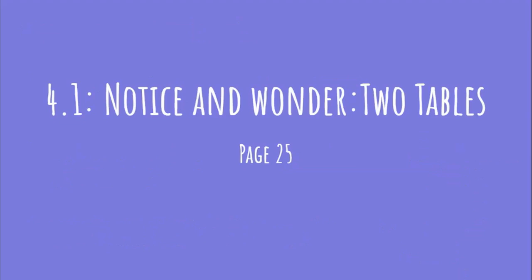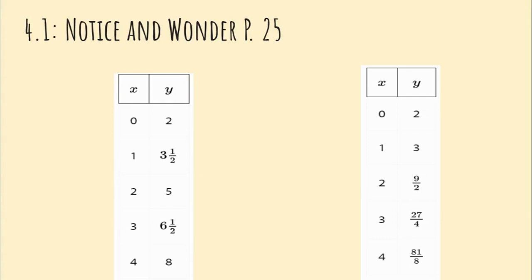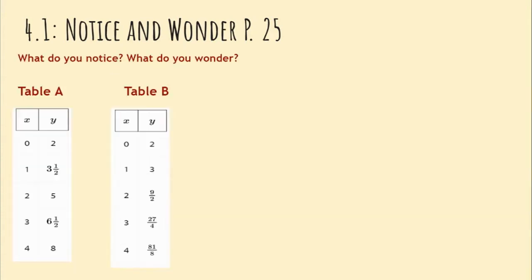First activity is 4.1, Notice and Wonder, two tables. What I want you to do now is write down one thing that you notice and one thing that you wonder. Some things you may have noticed is that table A and table B both start with x equals 0 and y equals 2, but where they end up are in different places.